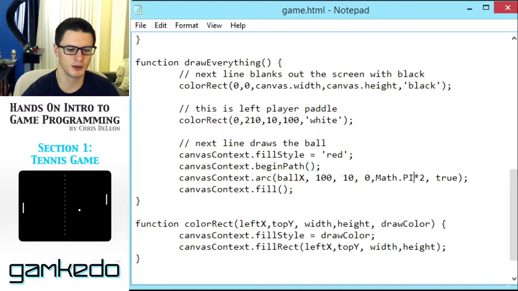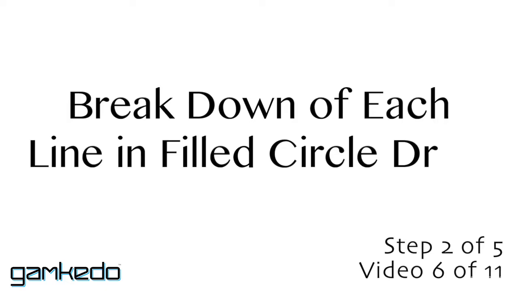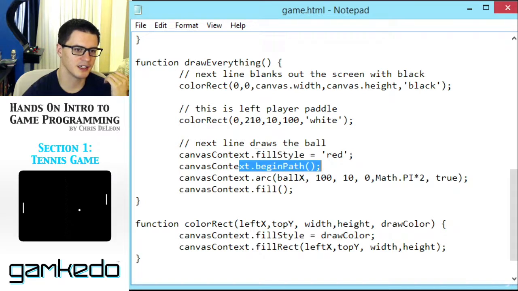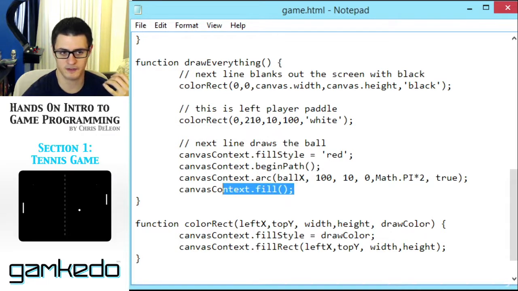Let's walk through what this is doing down here. Fill style, you know what that is. You recognize that from the rectangle code. Begin path is important because the way that we're going to fill this in is by calling fill at the end. There's no arc fill in the same way there's a rect fill.